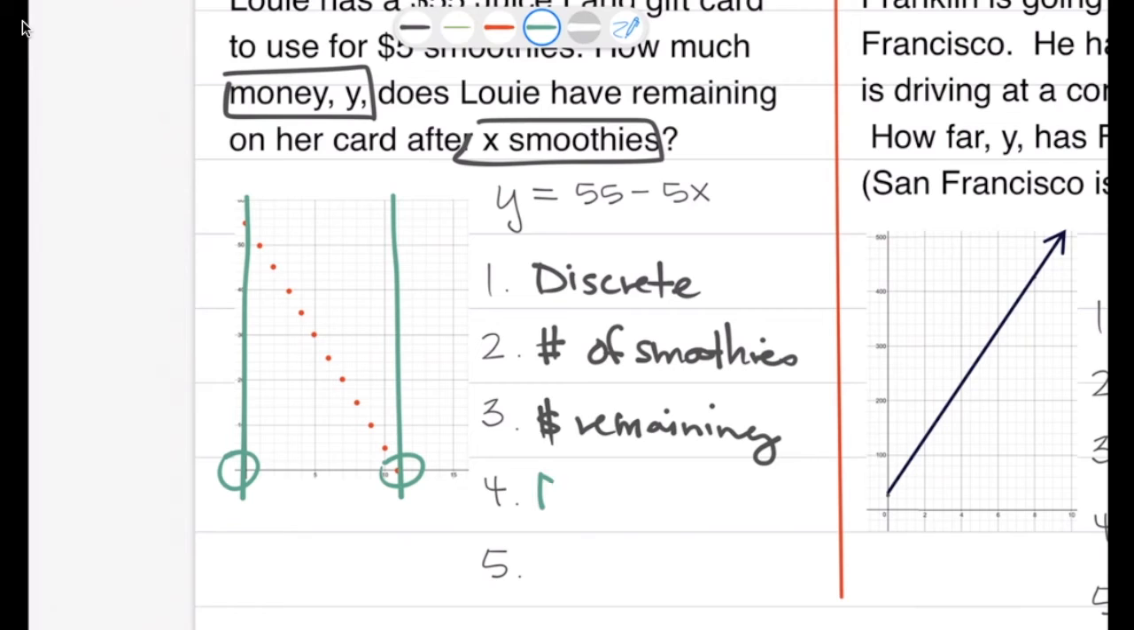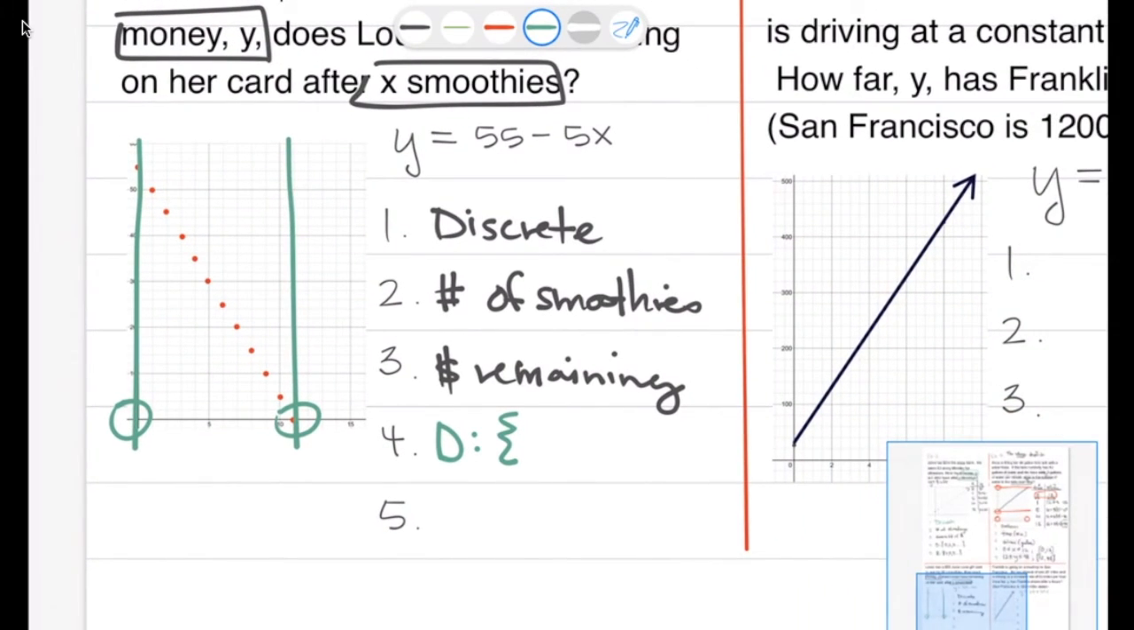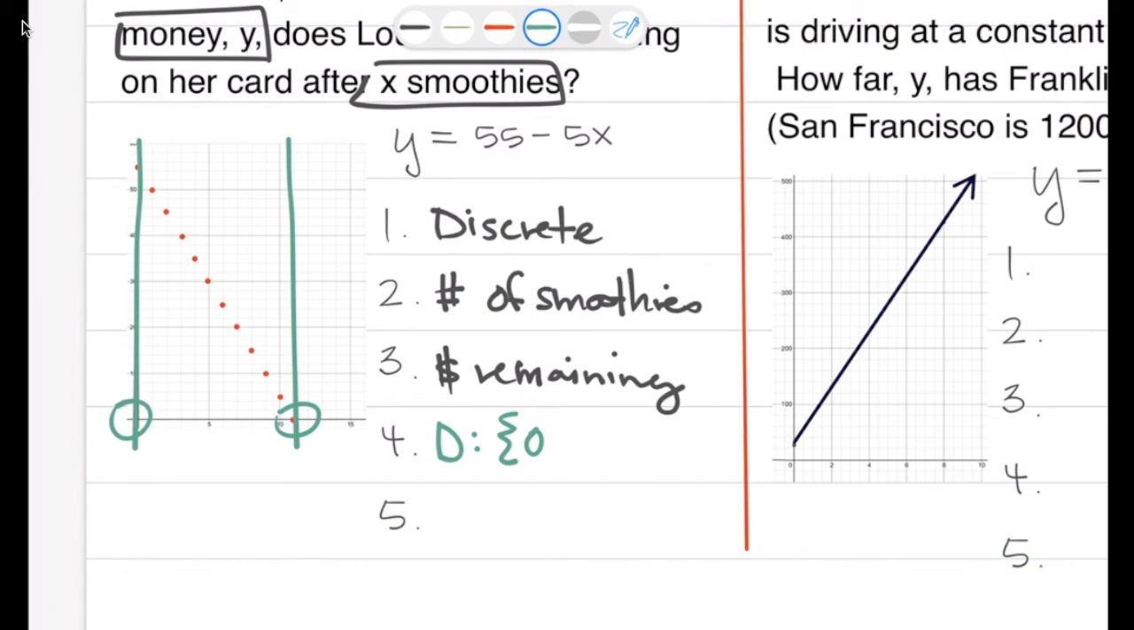So what you're going to do is say the domain is, and here's how we're going to write it. We're going to start off with our smallest number, which corresponds with how many smoothies she buys. So she can choose to buy no smoothies at all. She could buy 1 smoothie. She could buy 2 smoothies. At this point, you've established a pattern.